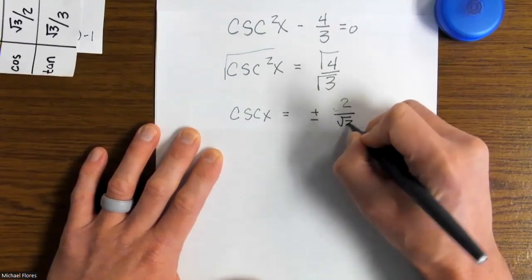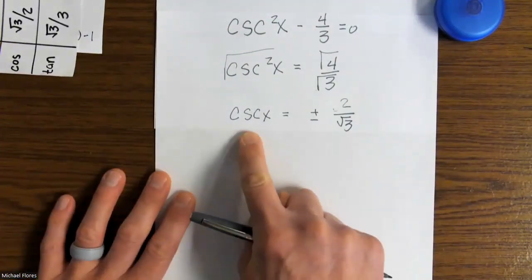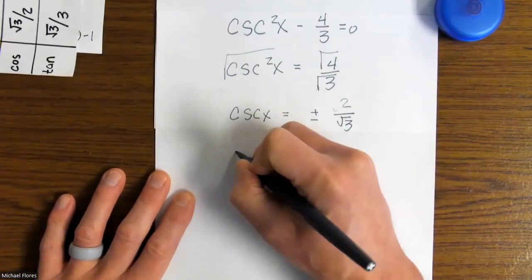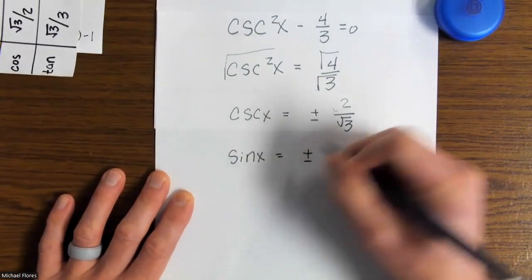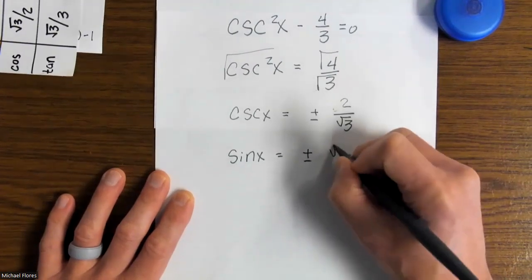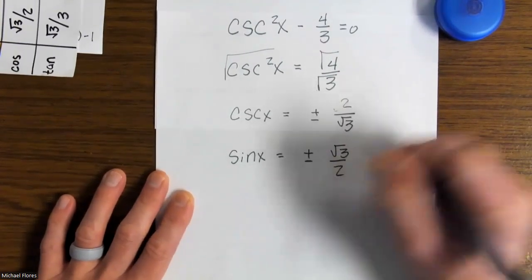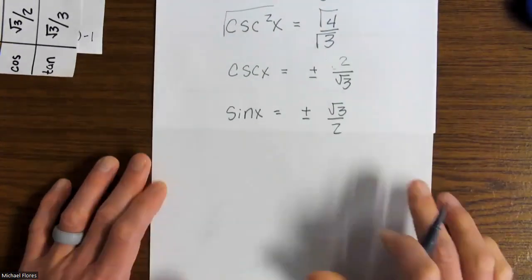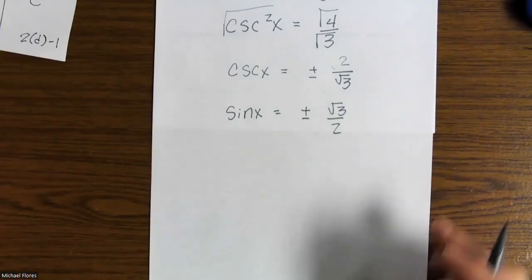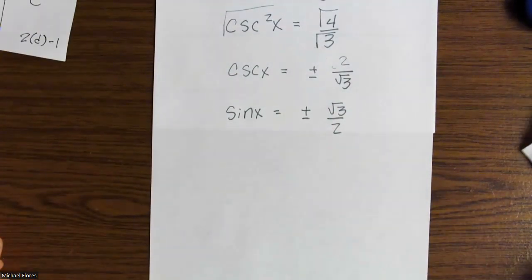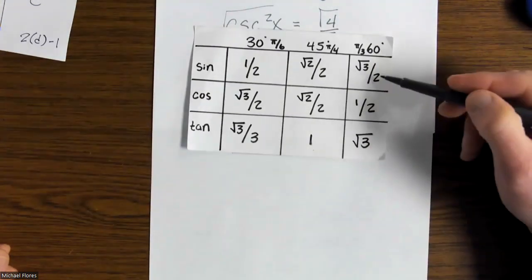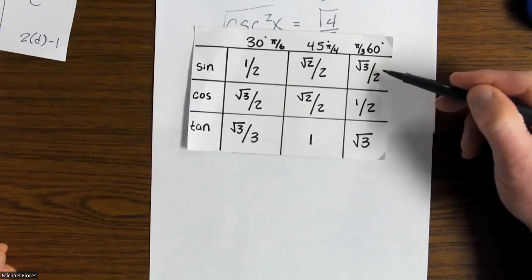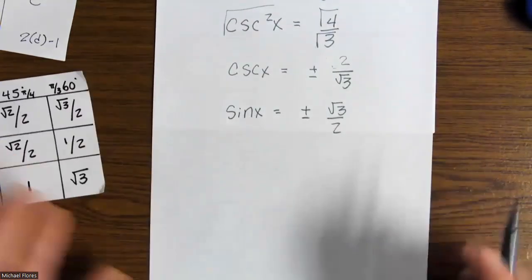over root 3. Now we have to use reciprocals here. The reciprocal of cosecant is sine. The reciprocal of 2 over root 3 is root 3 over 2. We're going to have 4 answers here because we need the values where sine is positive root 3 over 2 and negative root 3 over 2. Sine is positive root 3 over 2 here. That is the pi over 3 family.